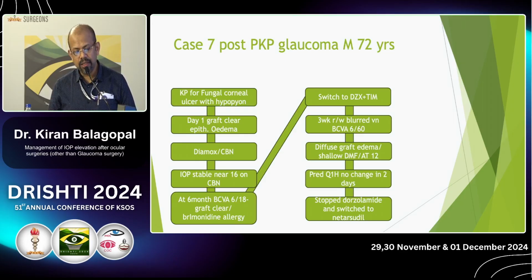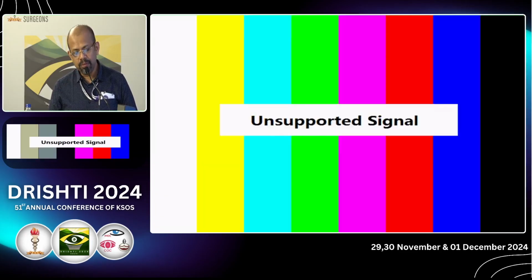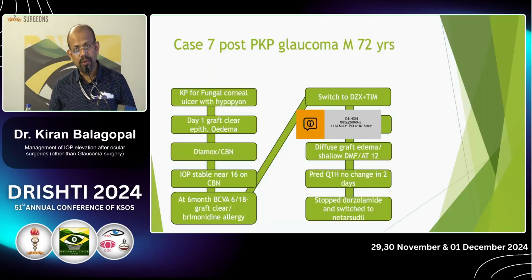So suspected a graft rejection and hiked the prednisolone to 1 hourly. No change in 2 days. So then suspected sodium potassium ATPase pump blocked by the topical carbonic anhydrase inhibitor. So stopped dorzolamide and switched to netarsudil, when the patient became fine.